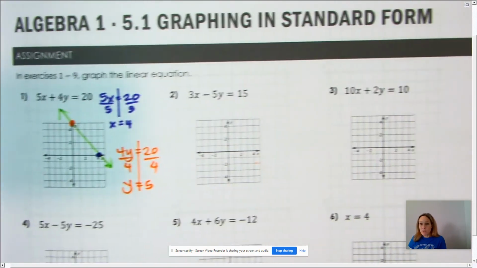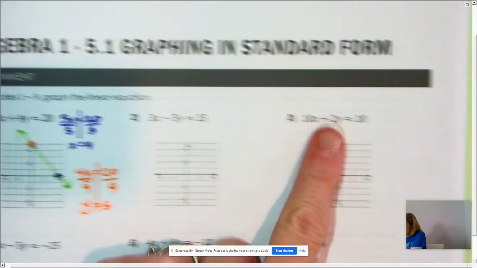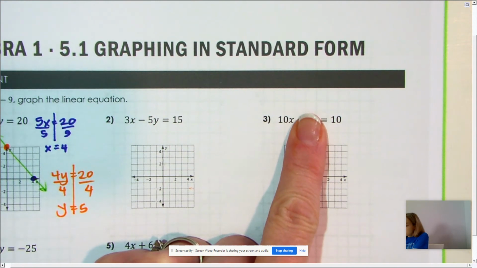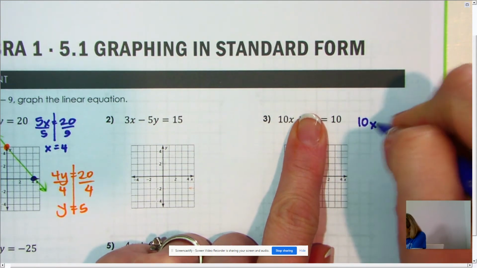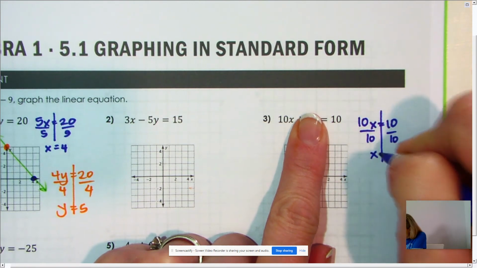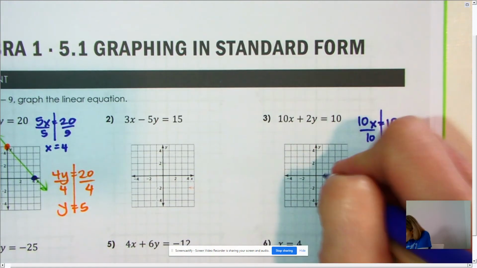Okay, question number 3. We're going to do that one together. So we're going to start with the x's. So I'm going to put a 0 in for y, and then that goes away. So I have 10x is equal to 10. Divide by 10 on both sides. So x is equal to 1. 10 goes into 10 one time. So I'm going to put that dot on there.